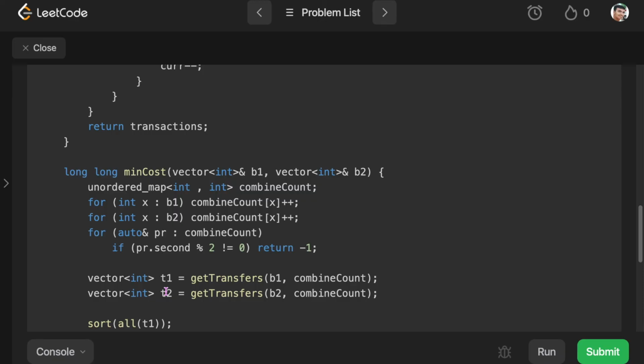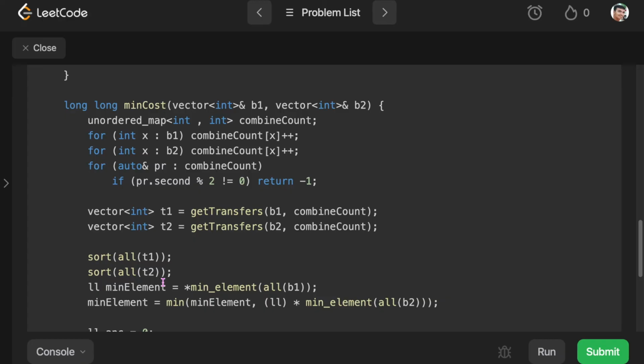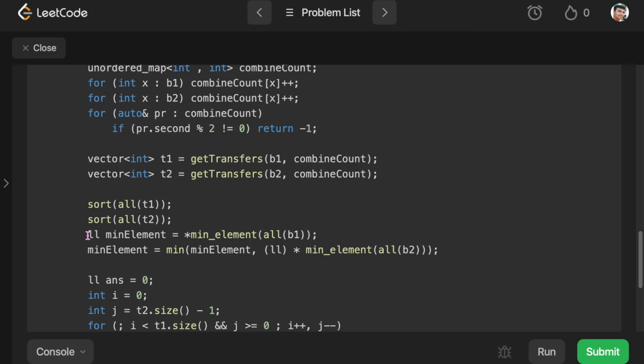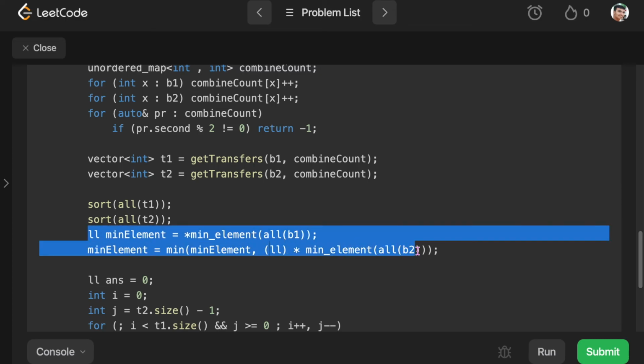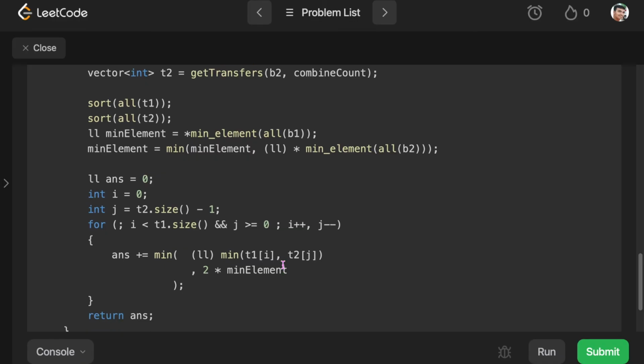That's how this transaction array is being filled, and in the same way T2 is also filled. Once both T1 and T2 are filled, we sort both as we discussed in our solution. We get the minimum element from both of the baskets, and then we traverse T1 from the beginning, that is the smaller numbers from T1, and we traverse T2 from the end. This I pointer is for T1 and this J pointer is for T2. So we put this condition that the I pointer should not go beyond the size of T1 and the J pointer should not be less than 0.